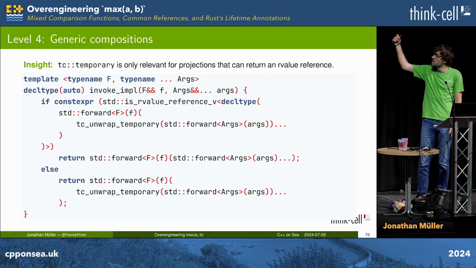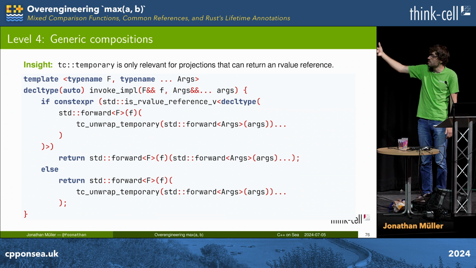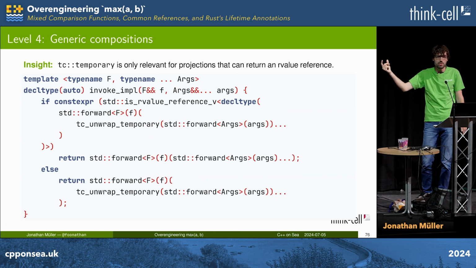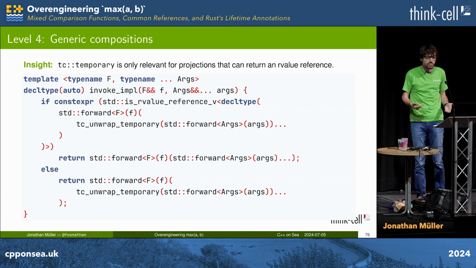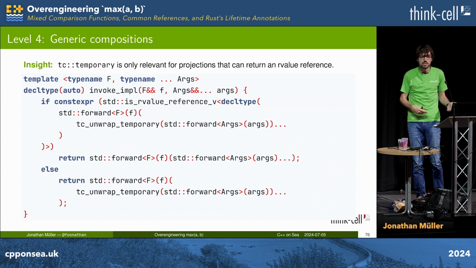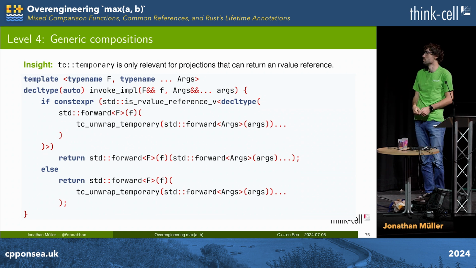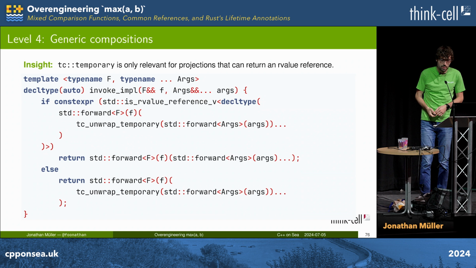Only the projections that are generic enough to properly annotate lifetime need to be aware of TC temporary, and all of those are highly generic functions in our core libraries anyway. Things like max, min, trim left, trim right, and so on. So this worked out really nicely.